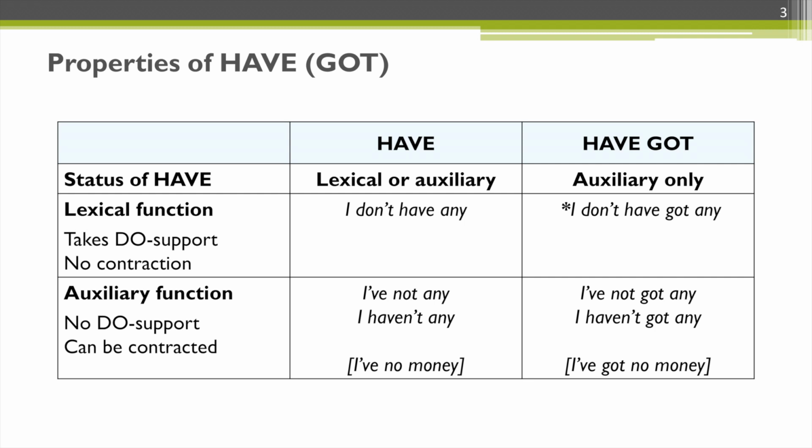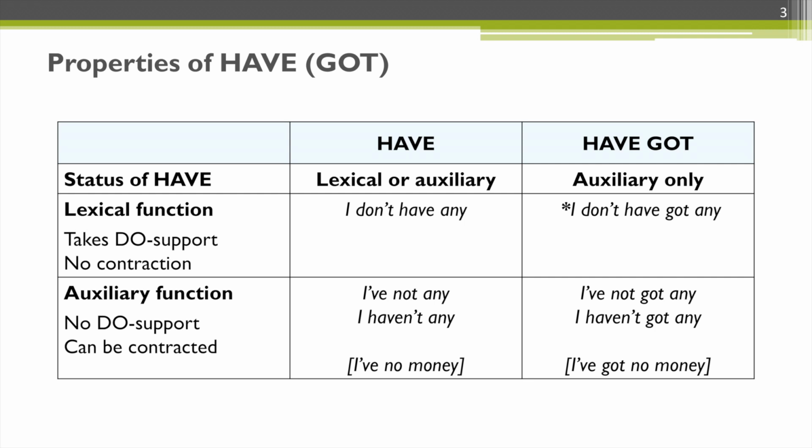As a lexical verb, you use do support, and there's no contraction of the verb itself, so we can say I don't have any. And alternatively, we can have it as an auxiliary and contract it onto the subject, like I've not any, or have not contraction with I haven't any. And with the indefinite DPs, like any, we can also have negative indefinites instead, like I've no money. Okay, so I've just given that example in brackets.